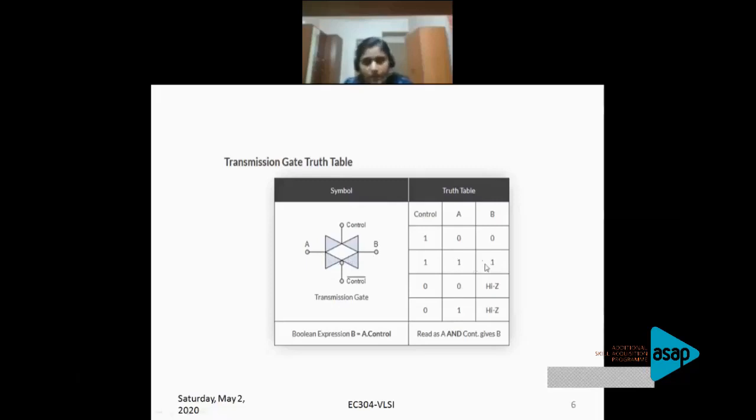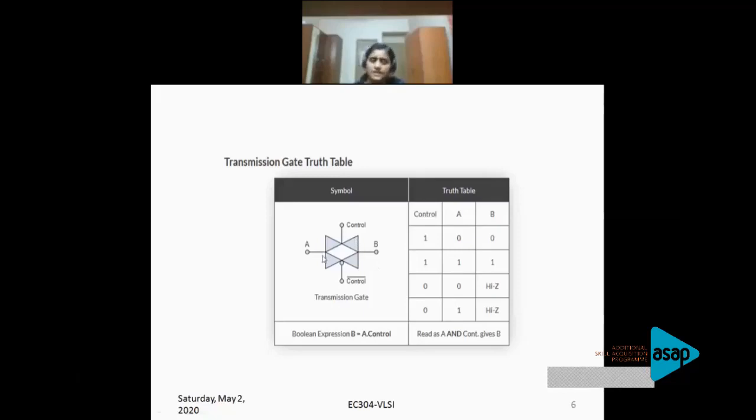Now imagine the other way around: you are making the gates inactive. That means you give the control value as 0, so control bar is 1, and both the transistors are off. No matter what value you give for the input, 0 or 1, your output will always be undefined, which we normally call the high impedance state. This is just the idea of the working of a transmission gate.